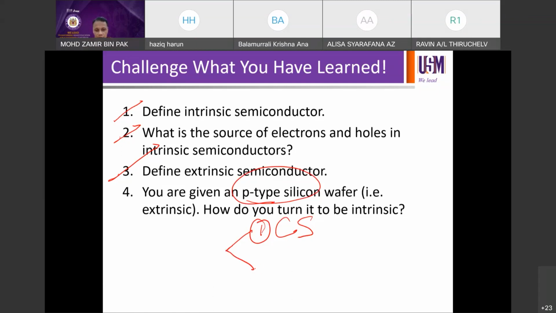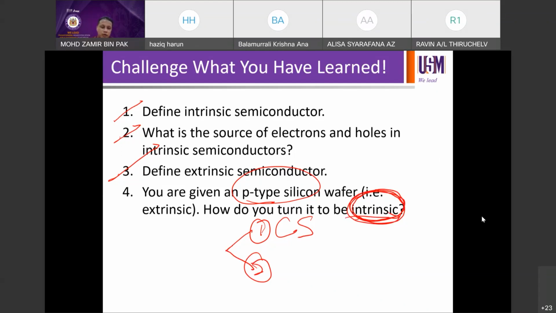And then the second one, what was it? Kita baru discuss tadi. How do you turn this to be intrinsic? What was the second one that we can do in order to turn this p-type into intrinsic again? Baru discuss tadi last 5 minutes. Heat it up, right? Heat it up until it becomes intrinsic.